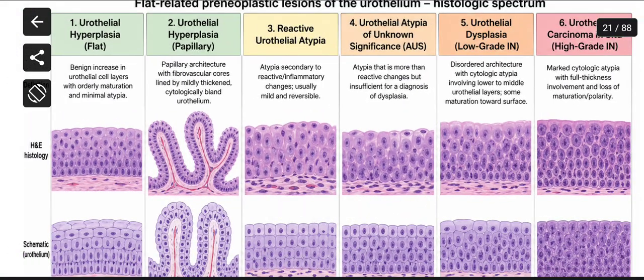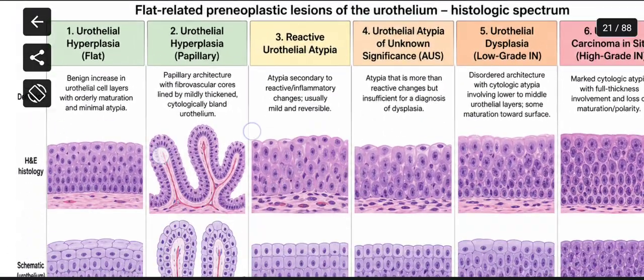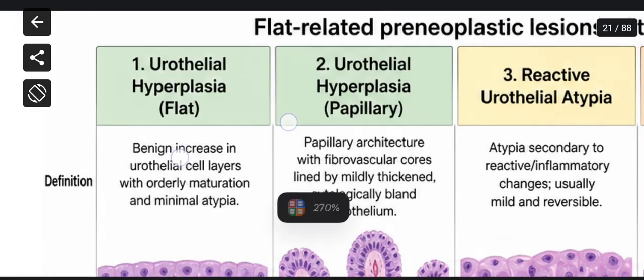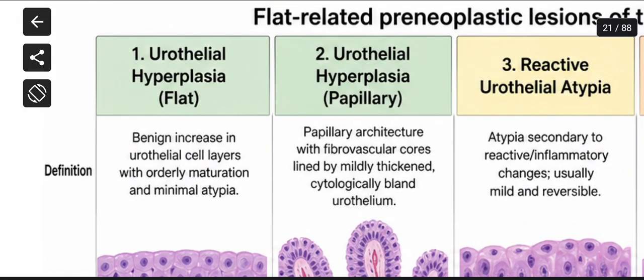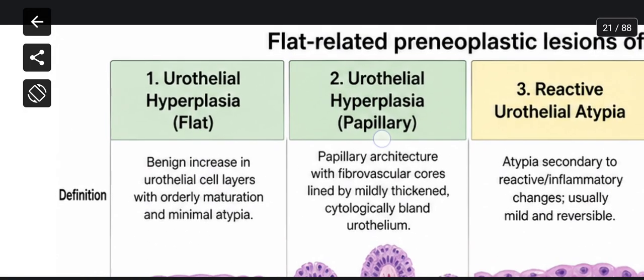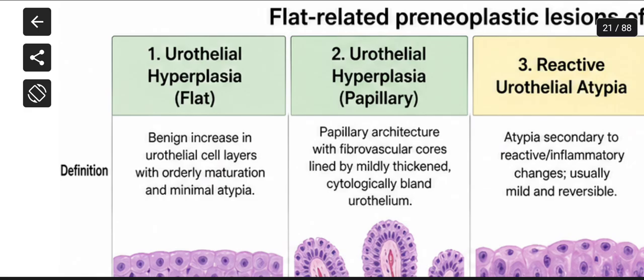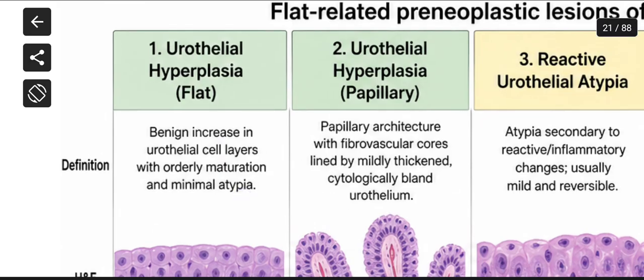Okay, we have to ignore the diagrams. We'll just read out the histology of them. Urothelial hyperplasia could be flat or papillary. Papillary if we have a fibrovascular core, and if not, it's a flat urothelial hyperplasia. The thing is, there are increased cell layers and orderly maturation and minimal cellular atypia, right?